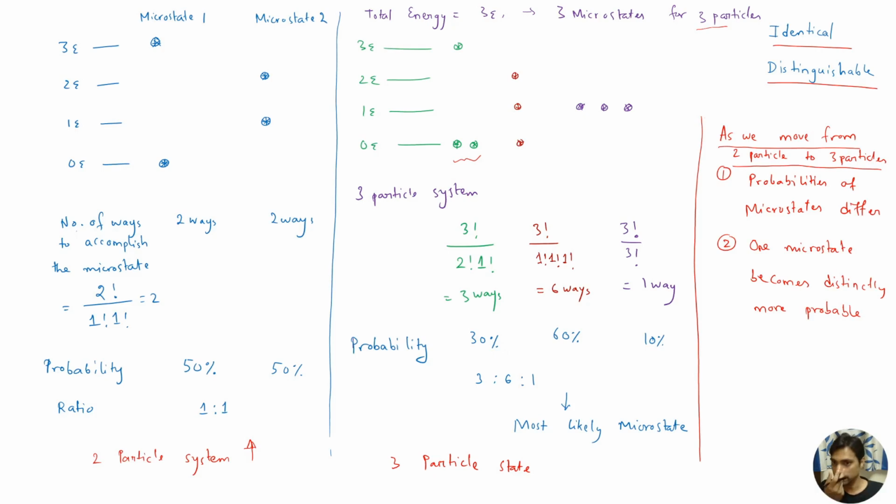Now let us see what will happen. Remember, we are doing all this for identical and distinguishable particles. What will happen if we increase the number of particles to 4 particles?